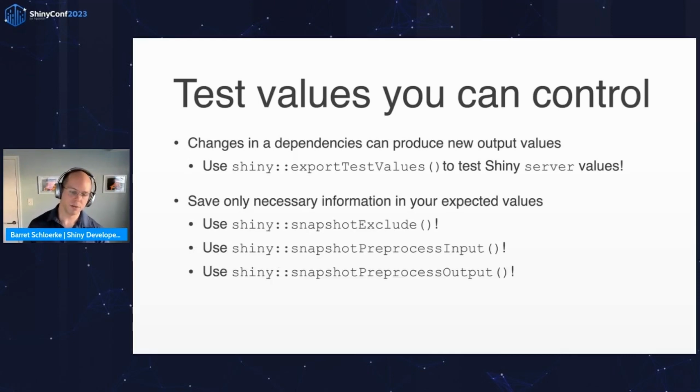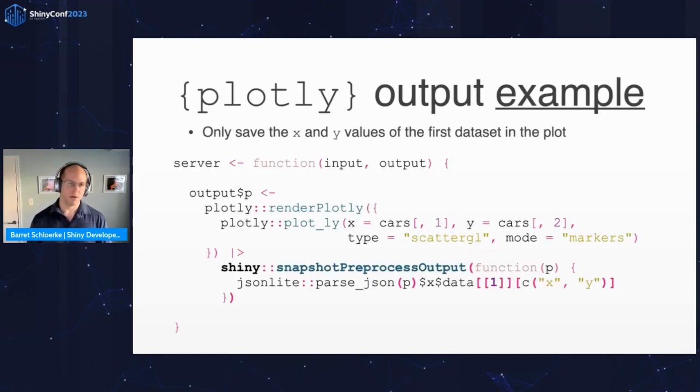And then also, you can do snapshot excluding on your outputs, or you can pre-process your input or output. I'll show you a quick demo of pre-processing your output, snapshot output. The snapshot is the JSON values that are saved to disk when you call expect values within Shiny Test 2. I'm running out of time, so that's why I'm rushing a little here.